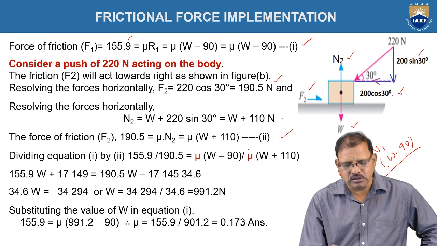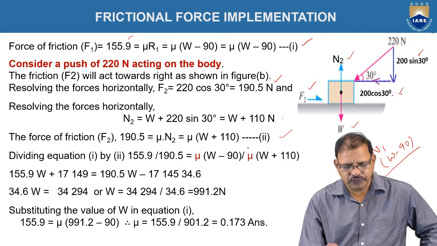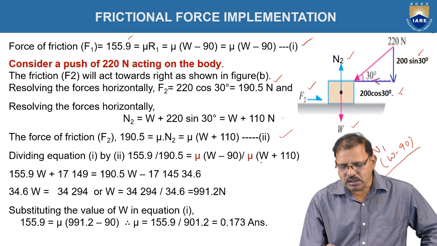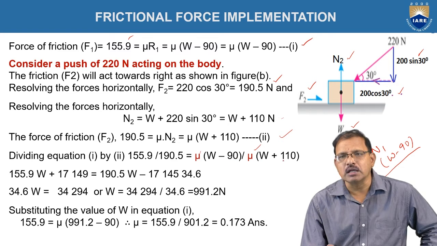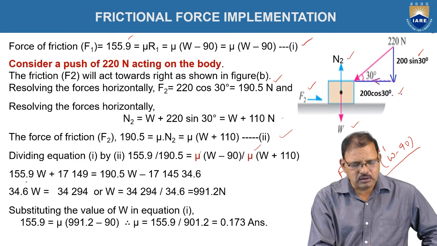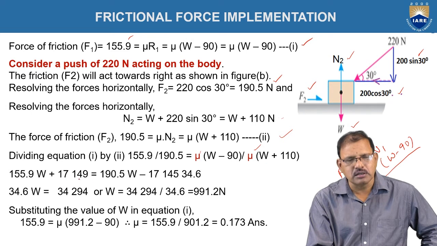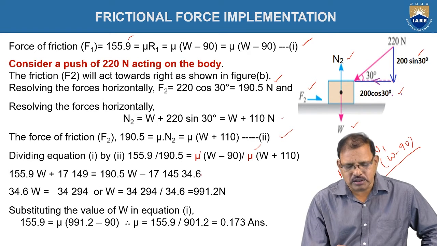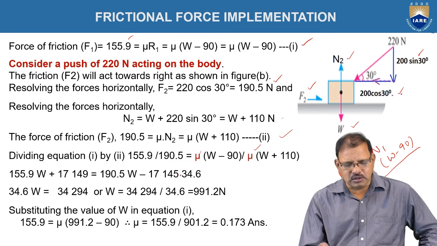Or just dividing equation 1 by 2, we got 155.9 divided by 190.5 is equal to mu into W minus 90 divided by mu into W plus 110. Since mu is a constant on both sides, in the denominator and numerator, the remaining values become W minus 90 divided by W plus 110. On cross multiplication, we got 155.9 into W plus 17,149 equal to 190.5 W minus 17,145.